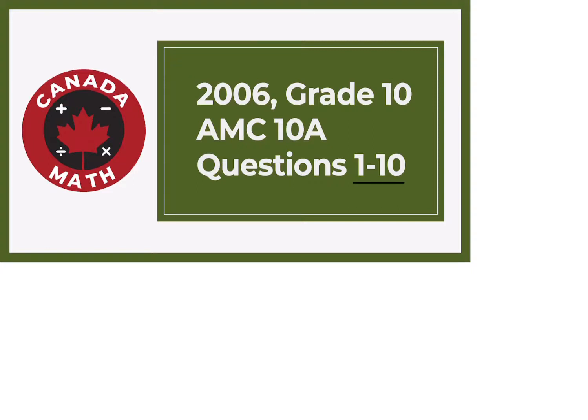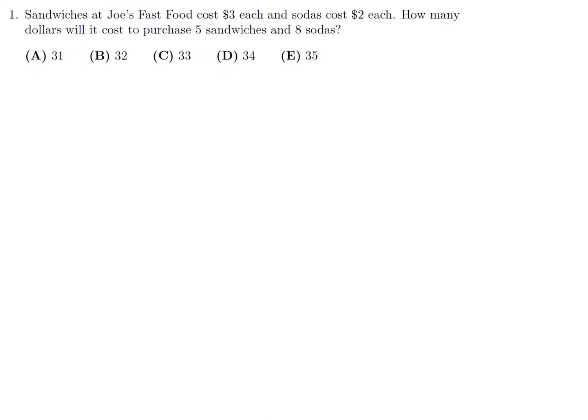Questions 1 through 10 on the 2006 Grade 10 AMC 10A. Sandwiches at Joe's Fast Food cost $3 each and sodas cost $2 each. How many dollars will it cost to purchase 5 sandwiches and 8 sodas? So 5 sandwiches at $3 a piece plus 8 sodas at $2 a piece is $15 plus $16, and that equals 31. So number 1, the answer is A.